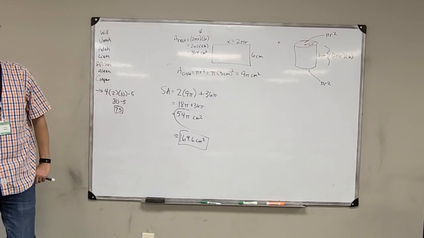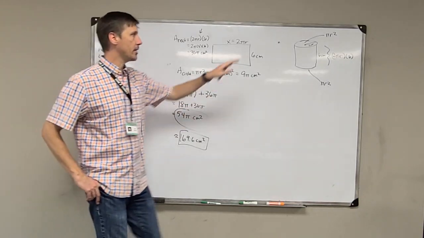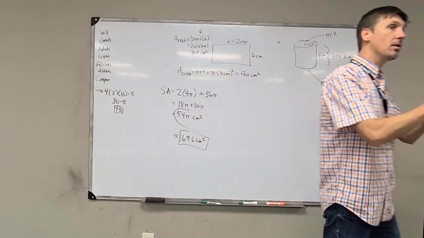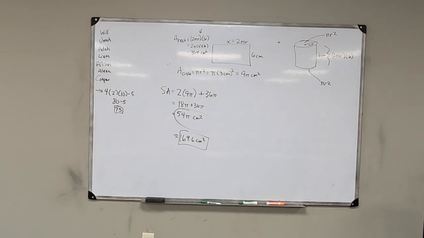The main thing I want to make sure that you guys grasp is how we had to take the area of each of those parts and then add them all up to get the surface area. Does that make sense to everybody?